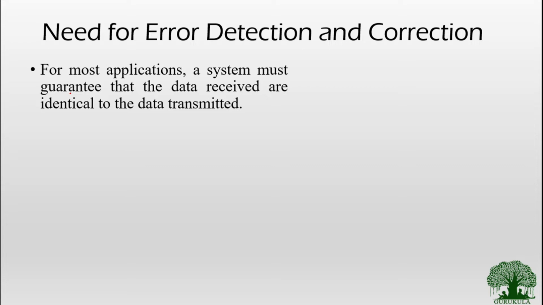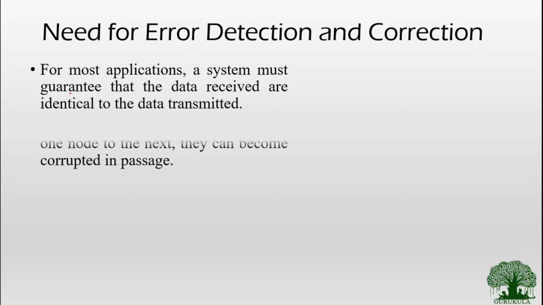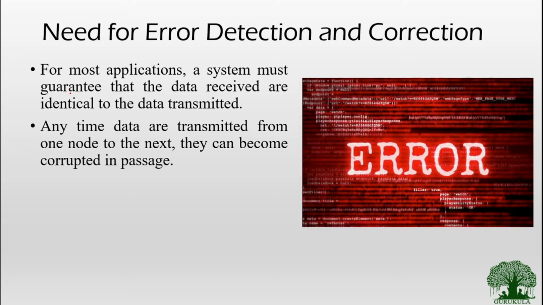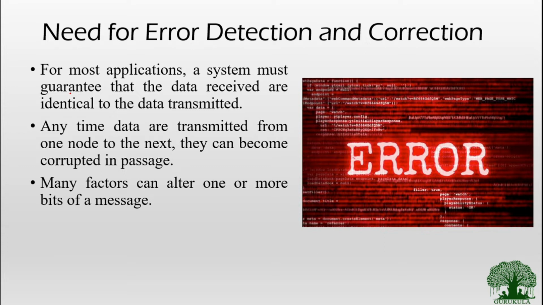So this is exactly where the data we are transmitting may tend to get corrupted. The actual value may be 1, and it may be corrupted to 0, and vice versa is also possible. Anytime data is transmitted from one node to another, it may get corrupted while in transit, or in the passage. That is where the error comes into the picture. There are many factors that can alter one or more bits of the messages. You may have chances of even one bit getting corrupted, or multiple bits getting corrupted.